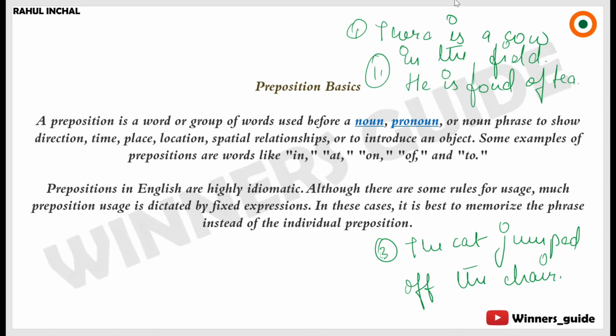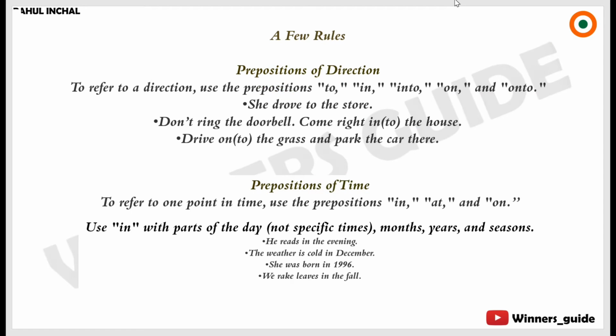Now let's read the exact definition of the word preposition. A preposition is a word or group of words used before a noun, pronoun, or noun phrase to show direction, time, place, location, spatial relationships, or to introduce an object. Some examples: in, at, on, off, and to. Now, there are a few rules that we will learn about prepositions, starting with prepositions of direction.